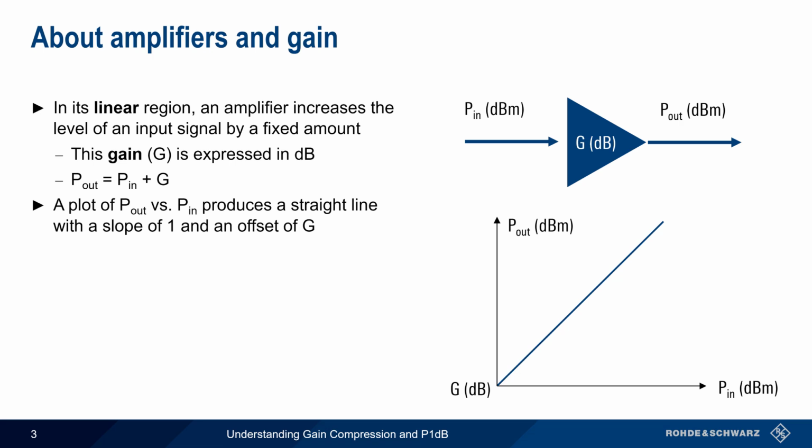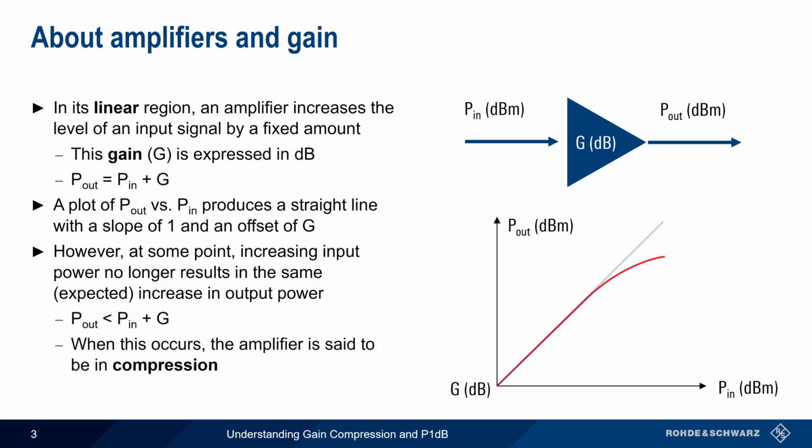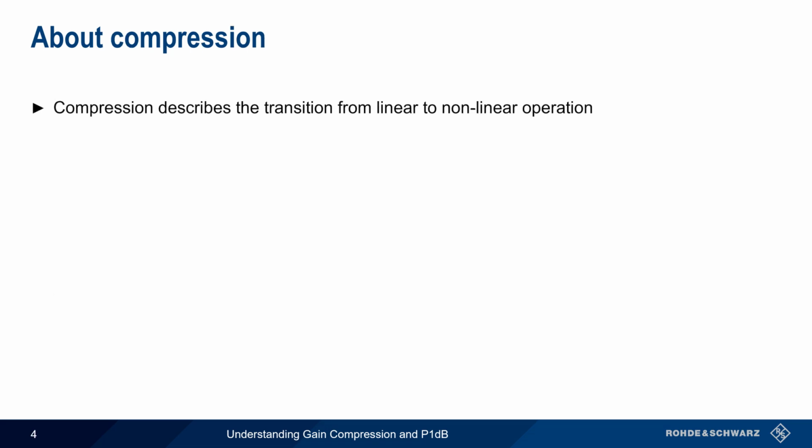However, at some input power, the output power will no longer result in the same expected or linear output power. In other words, Pout becomes less than Pin plus G. The graph of Pout versus Pin begins to curve and flatten out, and at this point the amplifier is said to be compressed or in compression. Compression, therefore, can be described as the transition from linear to nonlinear operation.